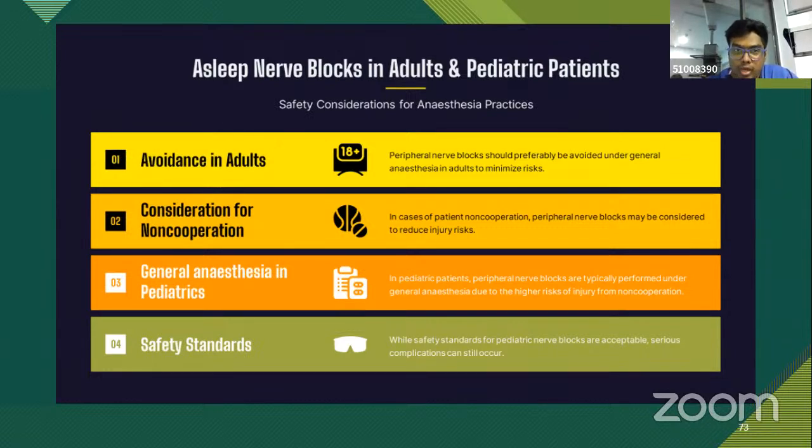The other blocks you can give when the patient is uncooperative, or when the patient is not able to maintain their posture, like in Parkinson's disease. So you have to avoid inadvertent nerve injury and vascular injury. So you can give deep sedation or general anesthesia and then give a block. And in pediatrics, of course, you will have to sedate the patient or give GA, then you give the nerve block because of the non-cooperation that you expect. And the safety standards for pediatric nerve blocks are acceptable, but still a serious complication can occur, and that has to be borne in mind. So it is better, according to ASRA guidelines, to give the block whenever possible in an awake state.